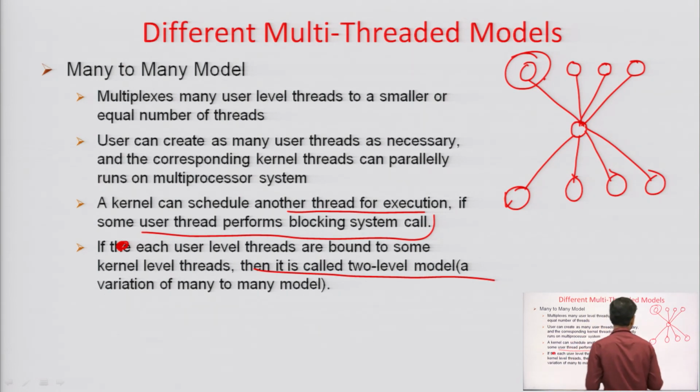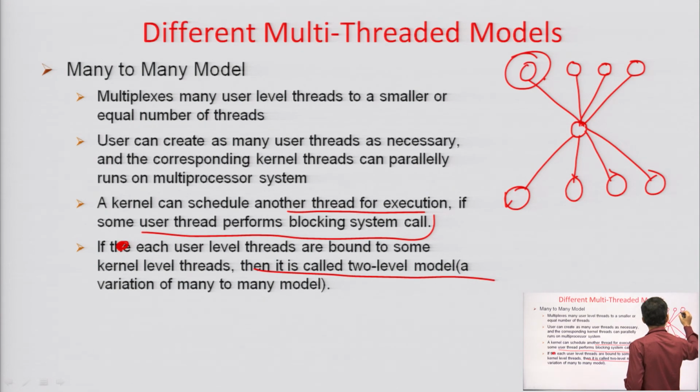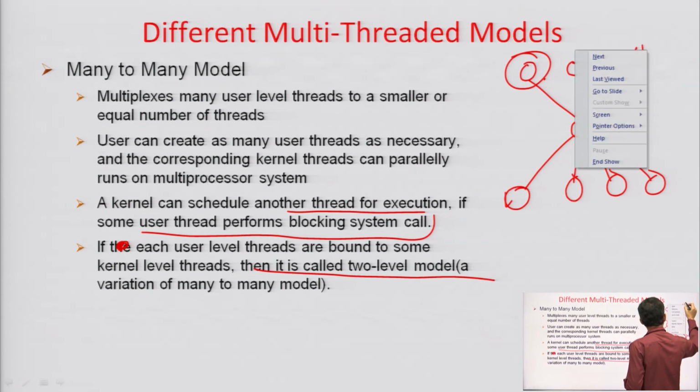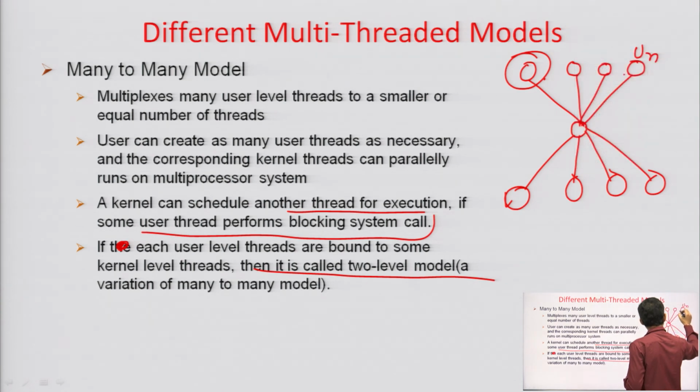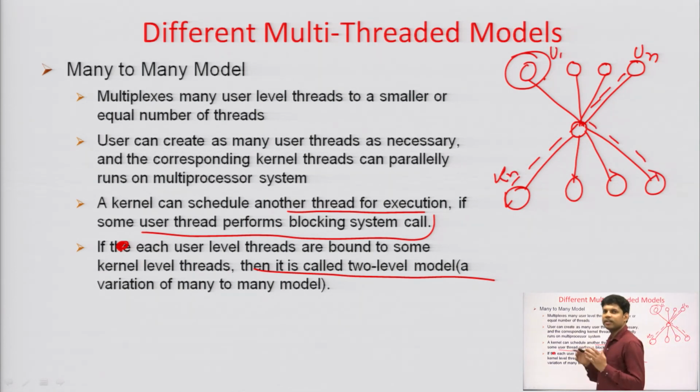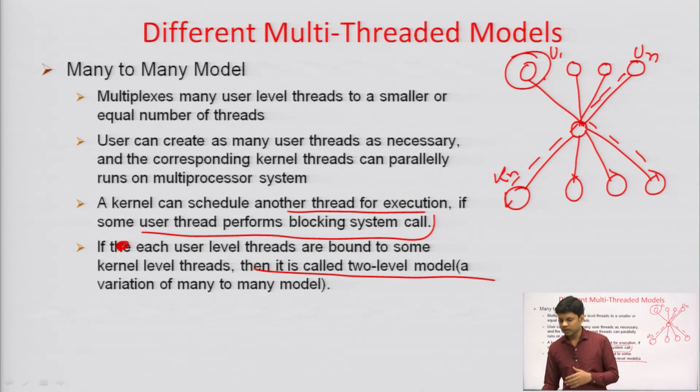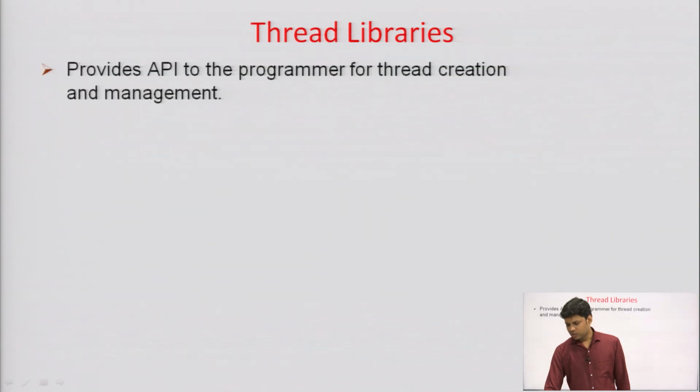It is a variation of the many to many model. This is telling us that, suppose this u1 is mapped to k1. Okay, u1 is mapped to k1. So if we have fixed that this kernel thread belongs to this user thread, that is your two level model. Okay, so now some thread libraries.